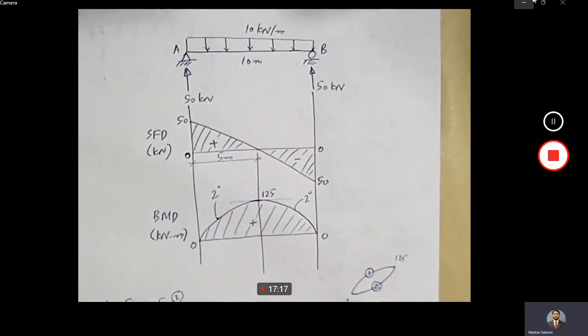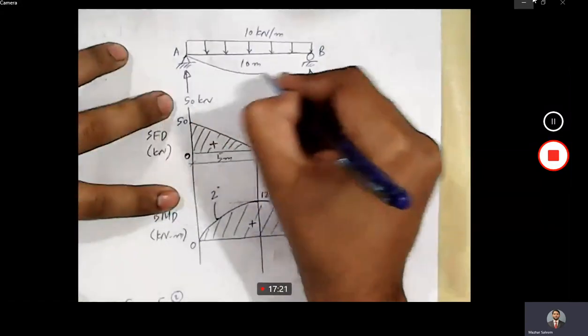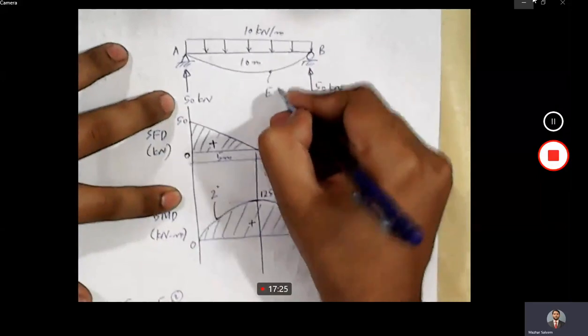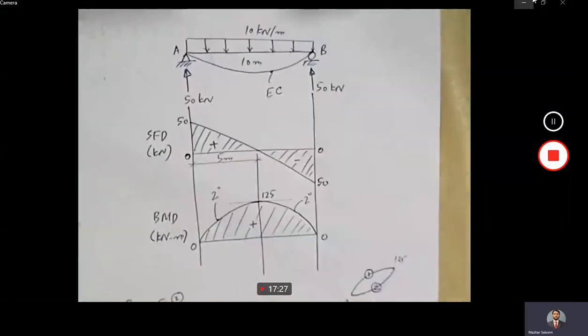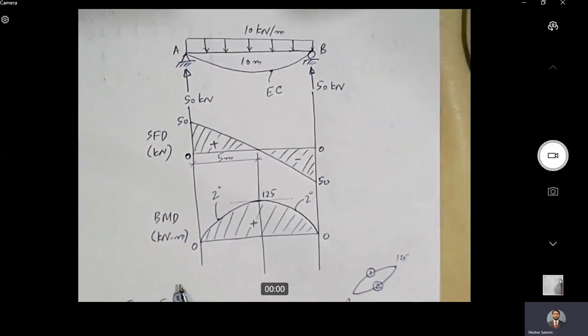And what is our convention? Positive means sagging. So the elastic curve will be something like this. This is the elastic curve. So this completes our problem. We have drawn the shear force diagram, bending moment diagram, and elastic curve. So I will stop recording our session at this point.